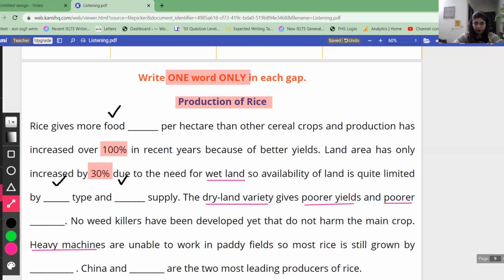Now when we have understood the question, shall we start the audio? Yes. Now here we go and I'm playing the audio.